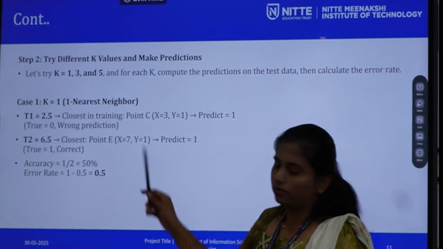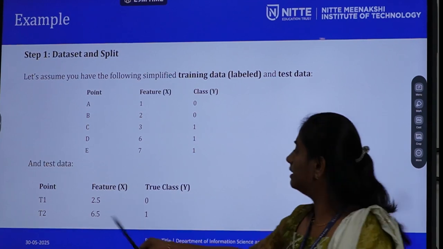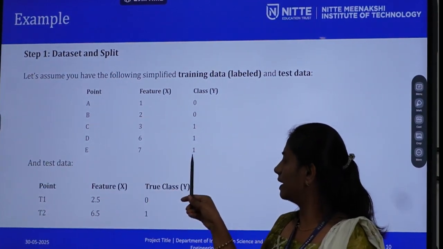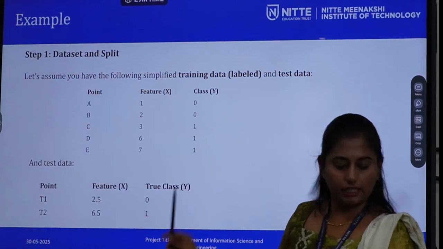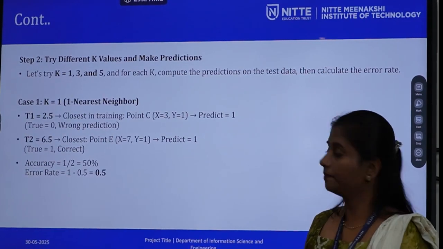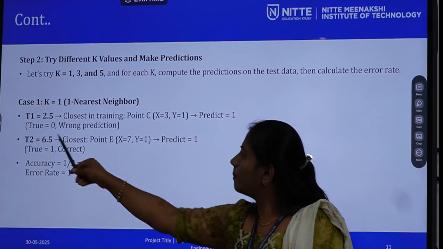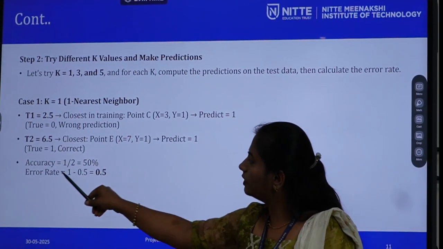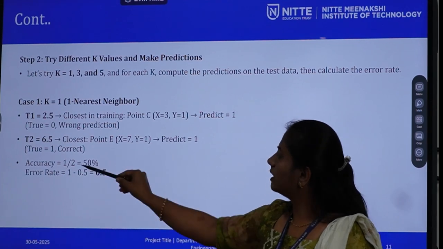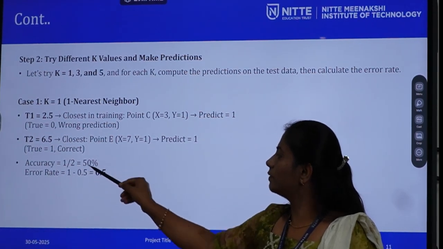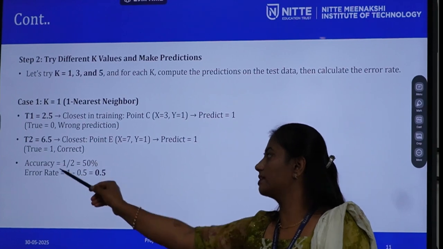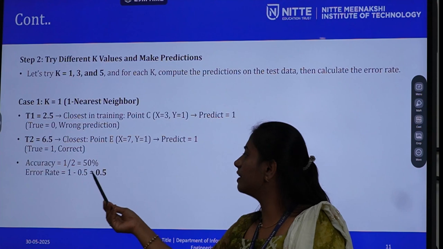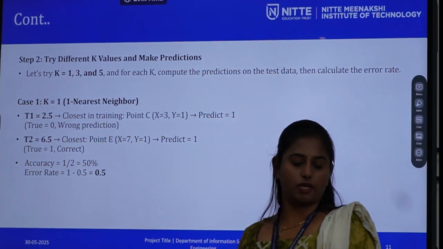Then we call it a wrong prediction. And here, taking the example of point E compared to this 6.5, the true class is 1, and here point E is classified as 1. So this one is classified correctly and this one is wrongly predicted. You check the accuracy: total is 2 and 1 is correct. 1 by 2 gives you 50% accuracy. The error rate is always 1 minus the accuracy, so 1 minus 0.5 is 0.5, that is your error.